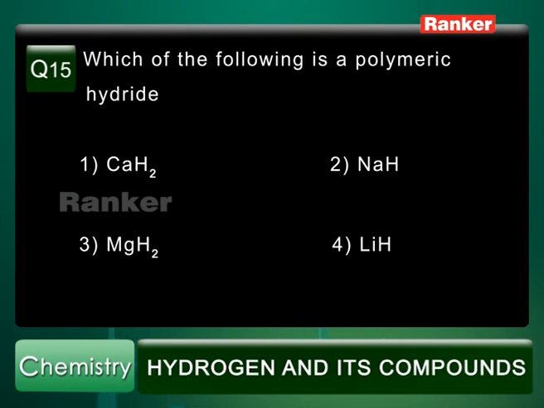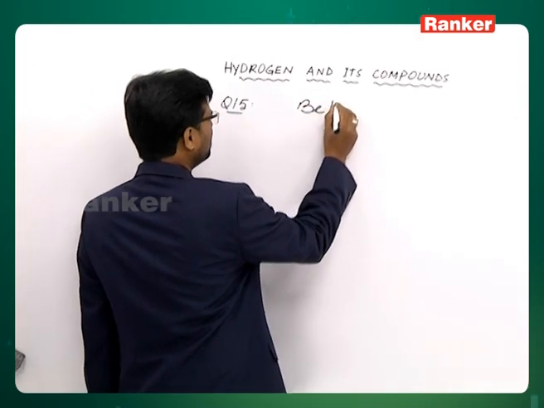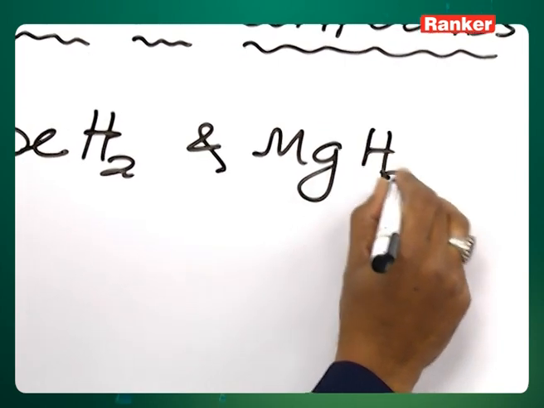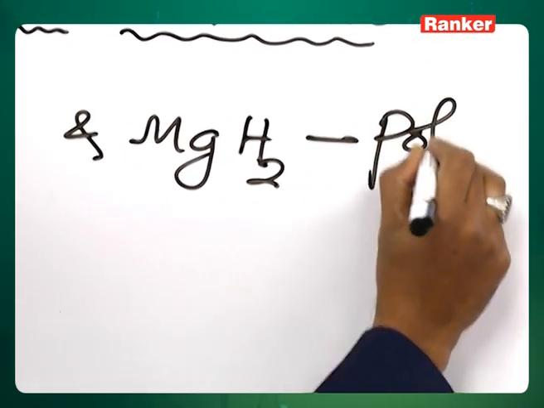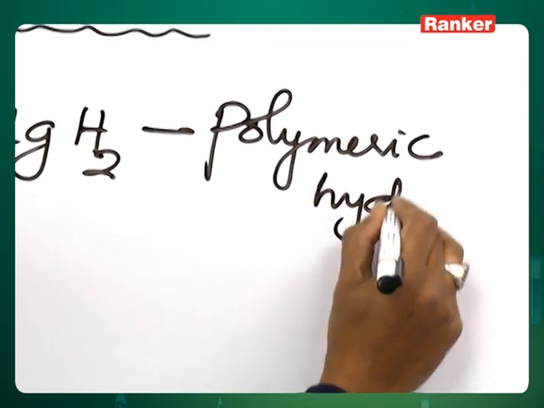Question number 15. Which of the following is a polymeric hydride? First option calcium hydride, second option NaH, third option MgH2, fourth option is LiH, and the correct answer is third option magnesium hydride. See, there are two hydrides, namely beryllium hydride and magnesium hydride. These two are examples of polymeric hydrides.